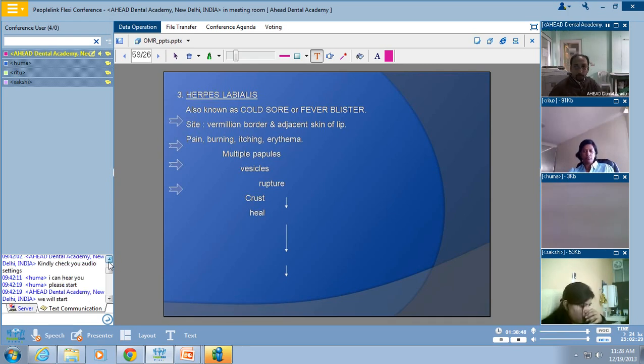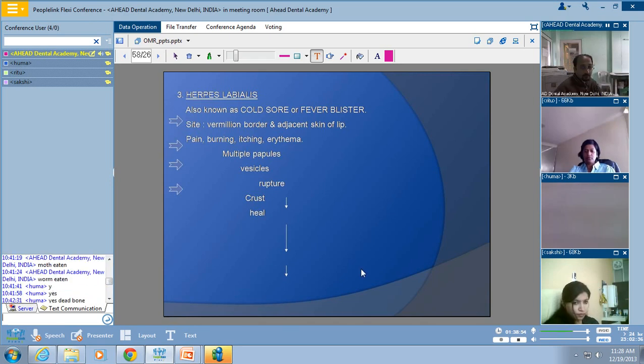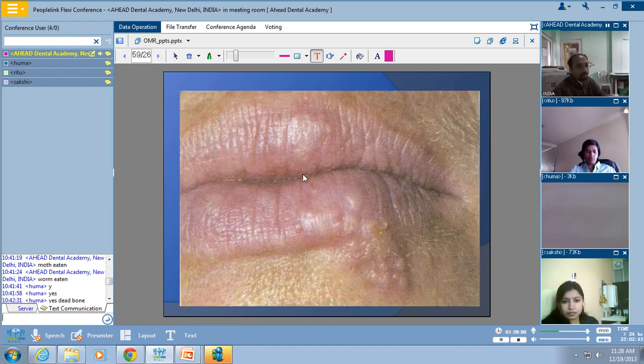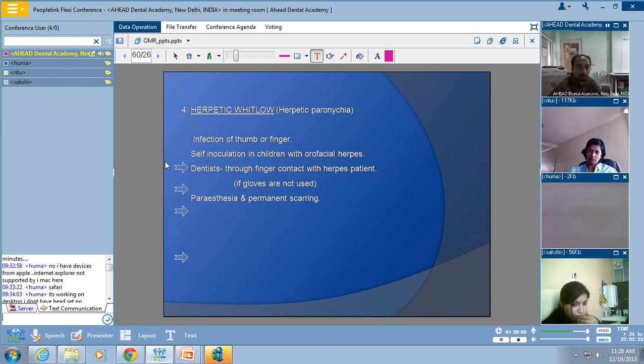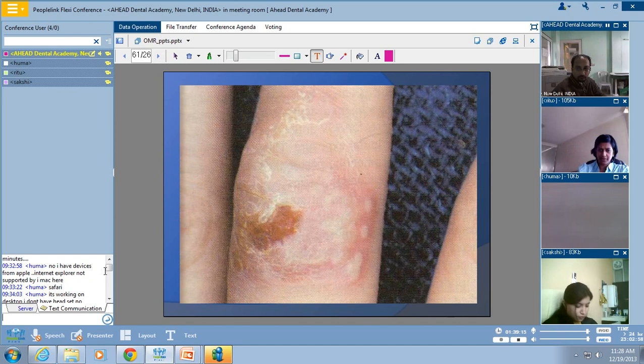Now, herpes labialis occurs on the lips, but when this occurs inside the oral cavity, this is how it will appear. Herpetic whitlow is an infection of the thumb or finger when you are wearing no gloves. This is it. Is it clear?